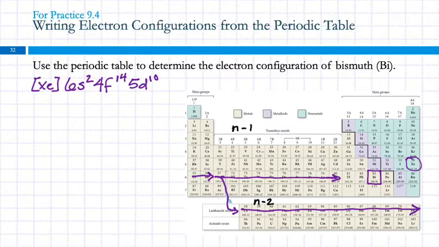And then we're over here. The P block didn't sink, so that's 6P. And we're the third block in, 6P3.